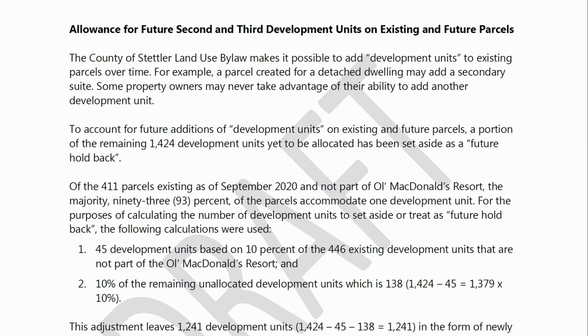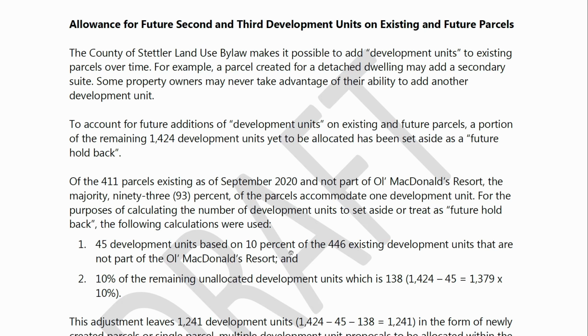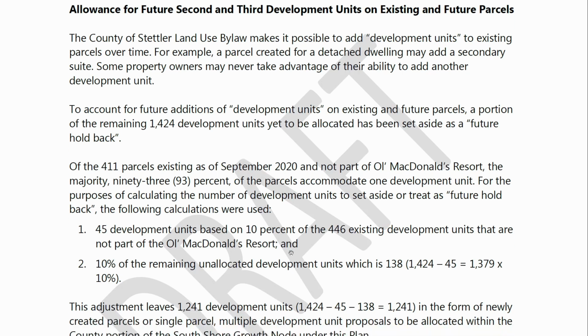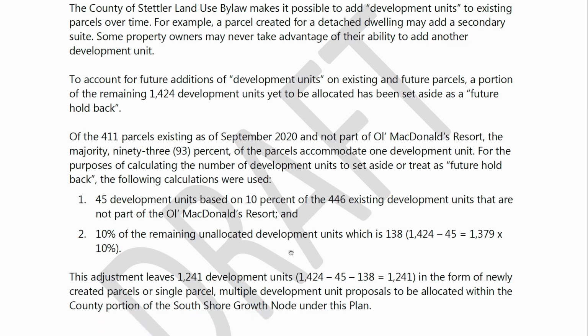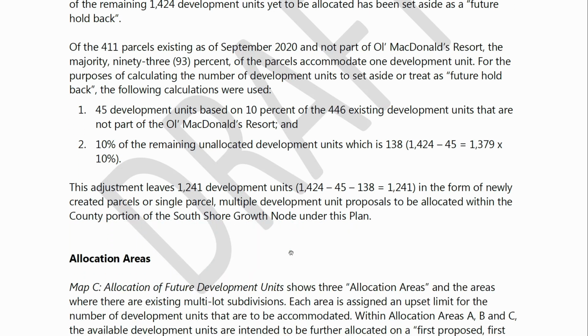So looking at the existing trend, it appears that approximately 10% of the existing properties have a tendency to go above that one development unit per parcel ratio. And we've created what's considered a holdback formula on how many of the 1,424 development units should be set aside to account for that in the future. And that's what this section of the document talks to.